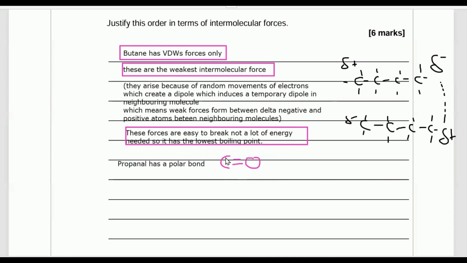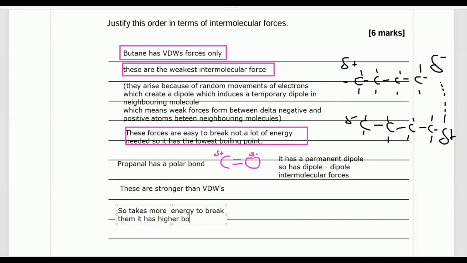And then the second lowest boiling point, or the middle boiling point out of the three, is propanal. And why? Because propanal has a polar bond, which means it has permanent dipole-dipole forces. It doesn't have the temporary ones. There's a permanent dipole there, not due to the random movement of electrons, but due to the difference in electronegativity between the oxygen and the carbon, the polar bond. And then that has slightly stronger forces between the molecules, more energy to break, so it has a higher boiling point than butane.